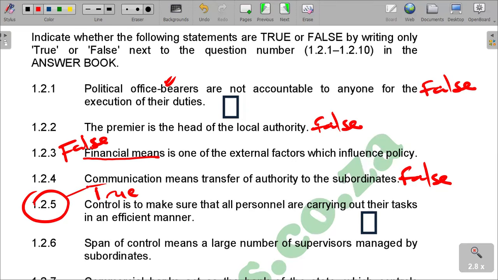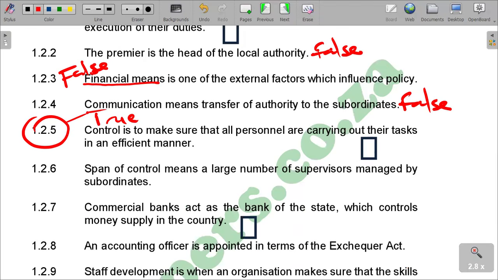Span of control means a large number of supervisors managed by subordinates. Span of control, we are talking about not supervisors, it's just a number of people who are under a specific supervisor, not a large number of supervisors. So it is not true. Therefore, it is false. It does not relate to a large number of supervisors managed by subordinates. Subordinates do not manage supervisors, it is the supervisors managing the subordinates. Therefore, it's vice versa. Hence, it's wrong.